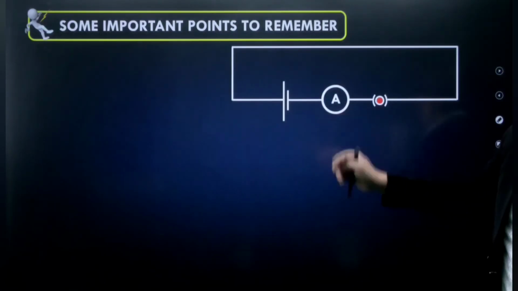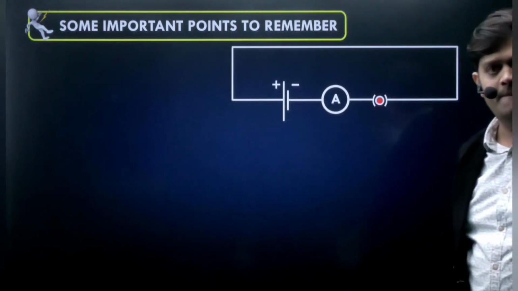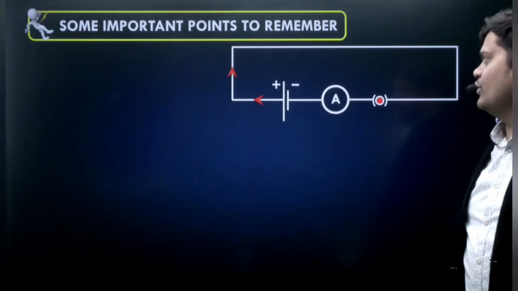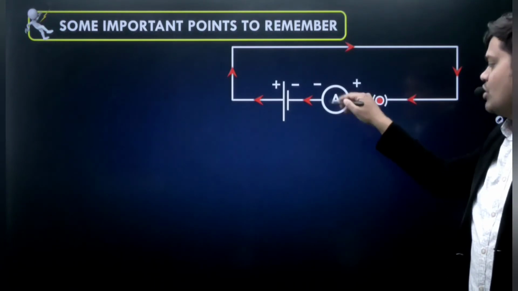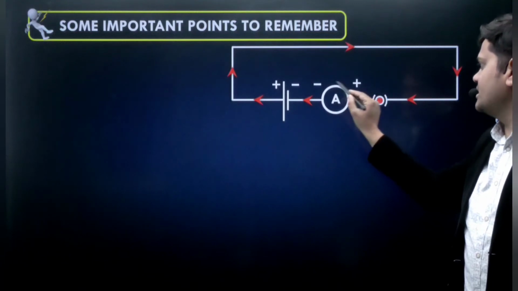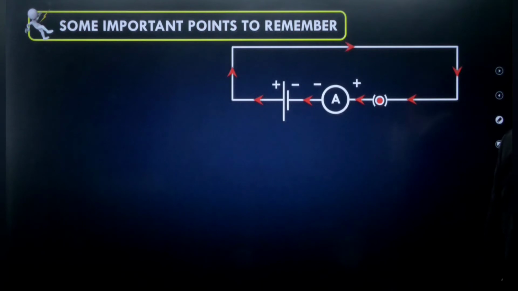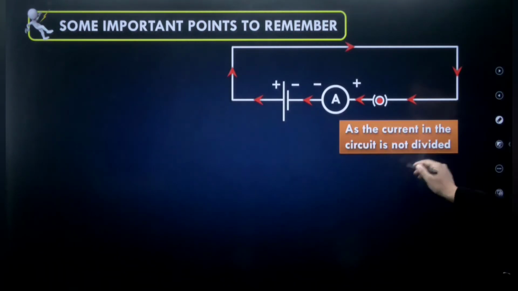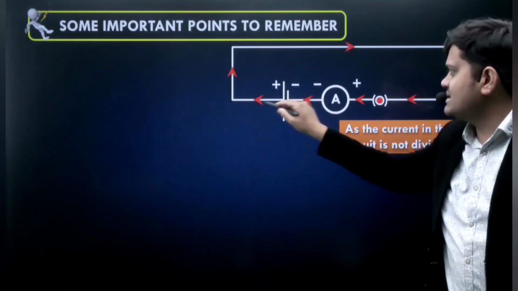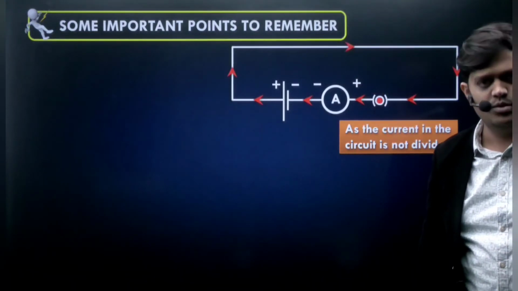So let's see a circuit. In this circuit, there is a higher potential and a lower potential, right? As we know, current always flows from high to low, and we have the joining of the ammeter, with positive here and negative here. The current goes inside. This is the way to connect the ammeter. As the current in the circuit is not divided, if the current is I, then there is no division of the current.